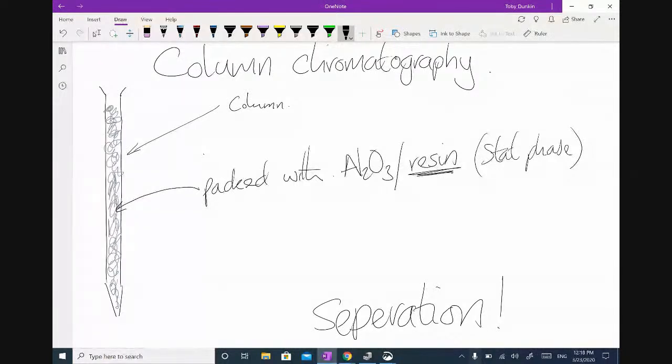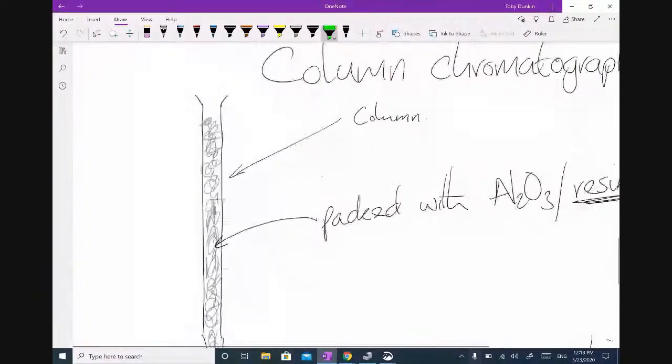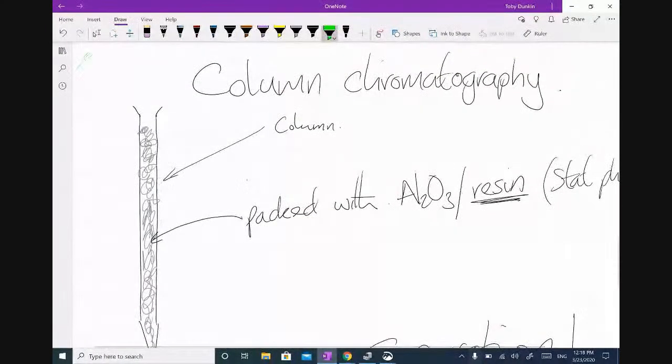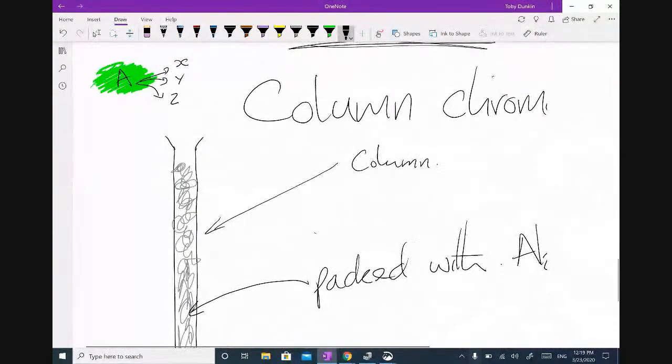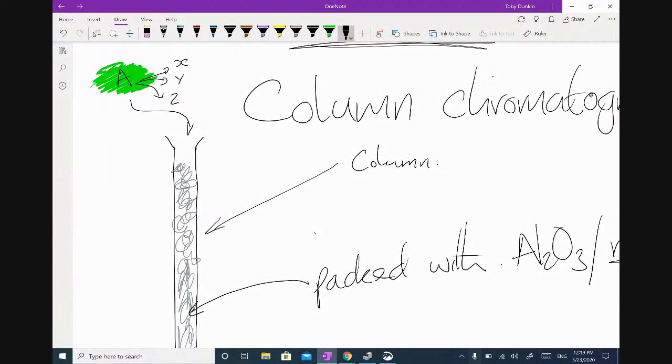What we're going to be able to do is we are now going to add our mixture in. Let's create a mixture. Here's my mixture. I'm going to make that really nice and thick just to make it easier for me to draw. This mixture, which is green, I'm going to call A. A contains X, Y, and Z. I'll give you a real context in a minute, an exam context. And what we're going to do is put A inside the column.